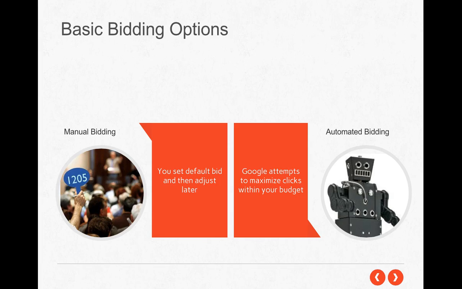Or you can select automated bidding, and you're allowing Google to determine what your cost per click should be, and basically what they try to do is just maximize the clicks within your budget. So it allows them to use their data to help you get the most clicks within your budget.